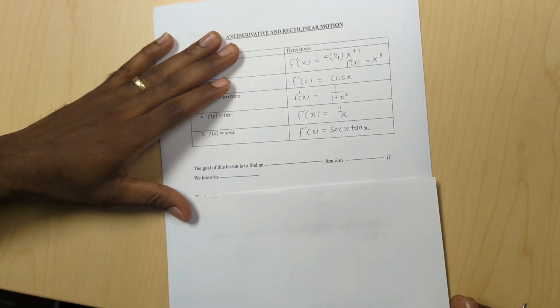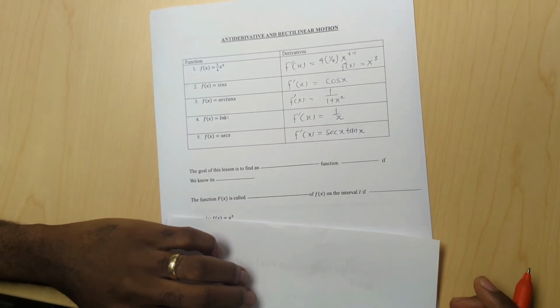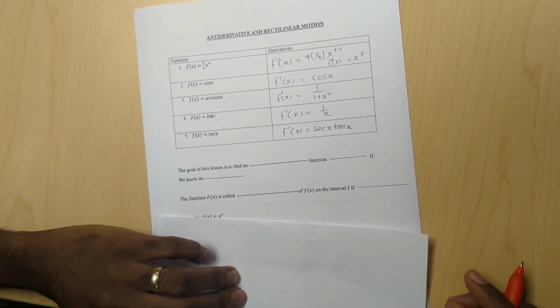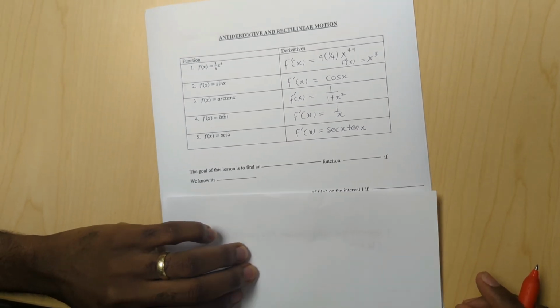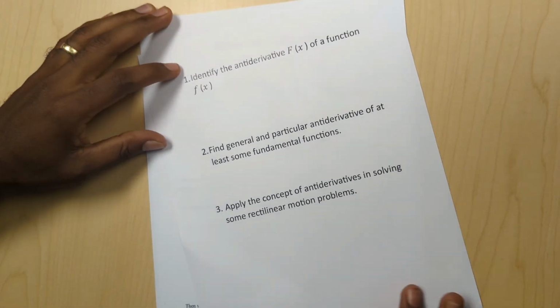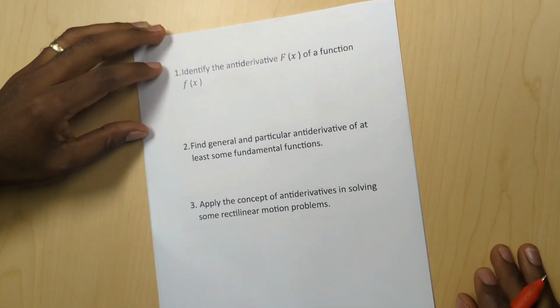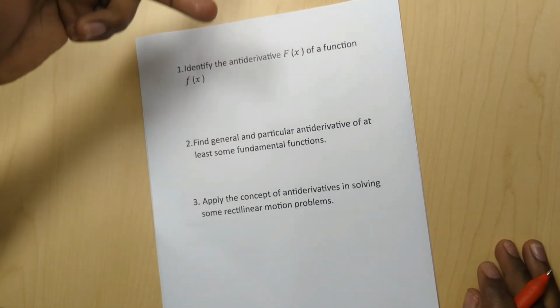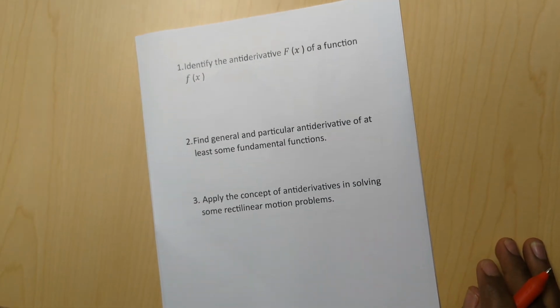Today we are going to shift the argument to antiderivative, and the knowledge we get from antiderivative, we'll use it to solve some rectilinear motions as I said. So before the lesson ends today, I expect that we should be able to identify the antiderivative, that's capital F of s, of a function f of x.